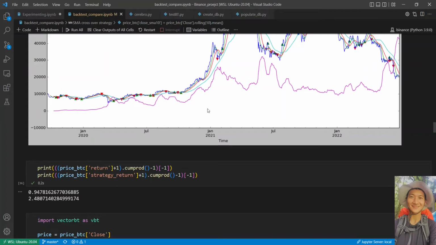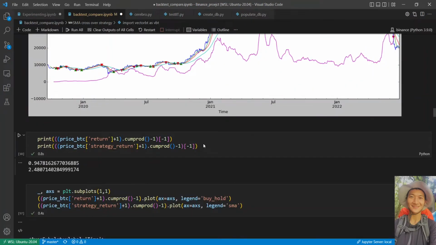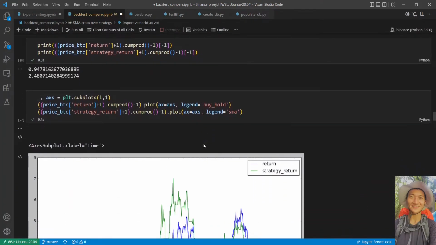So the total profit after this observing period, we can see that if you choose to use the buy and hold strategy, your total profit is 95%. And if you use the trend following strategy introduced here, you will get a profit of about 248%. Now let's see the performance of strategy return compared to the historical data.